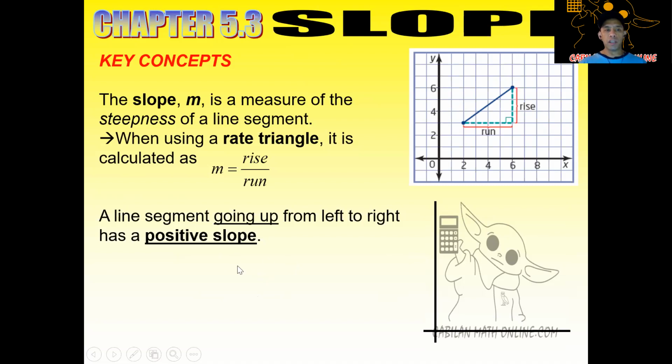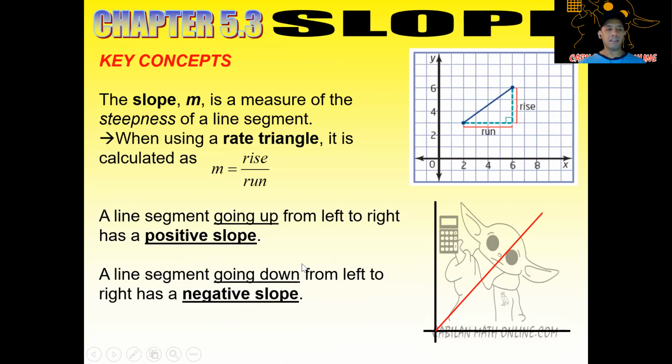So for the first one here, it says a line segment going up from left to right will have what's called a positive slope. So a line that goes like this is an example of a positive slope. And that goes for any line that's going up from left to right. Now, the opposite of positive is, well, you guessed it, negative. So any line that is falling down to the right will be a negative slope.